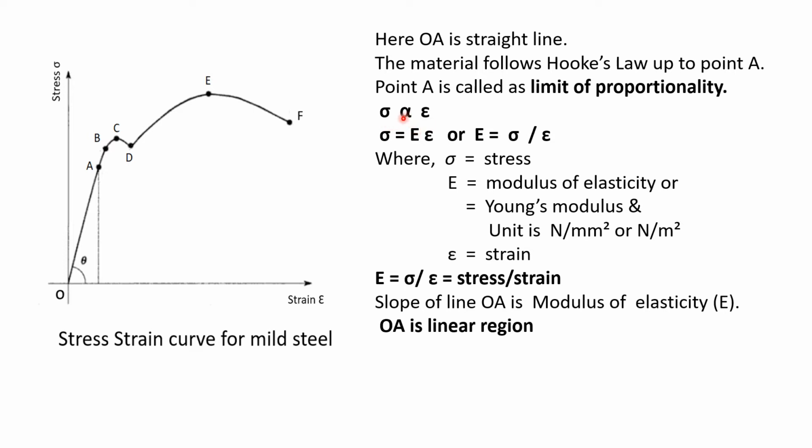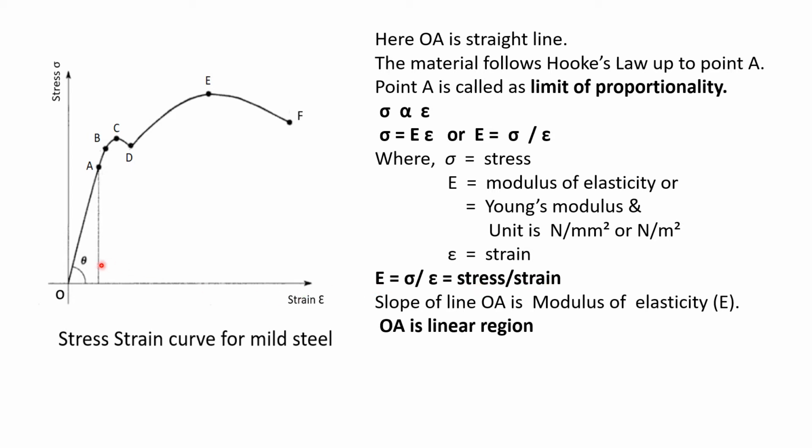If we remove the sign of proportionality, then stress sigma is equal to capital E into strain, where capital E is known as the modulus of elasticity or Young's modulus. Its unit is Newton per mm square or Newton per meter square. This sigma here is stress and epsilon here is the strain. If we rewrite, this can be written as E is equal to stress upon strain. So the modulus of elasticity E is equal to stress divided by strain.